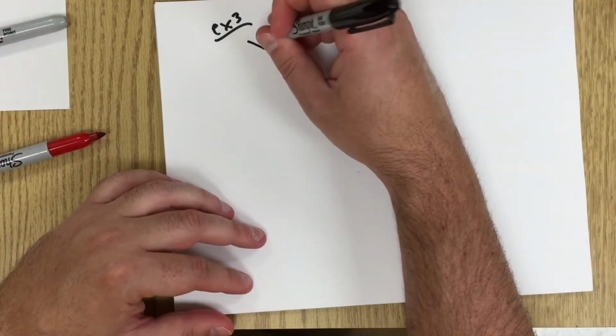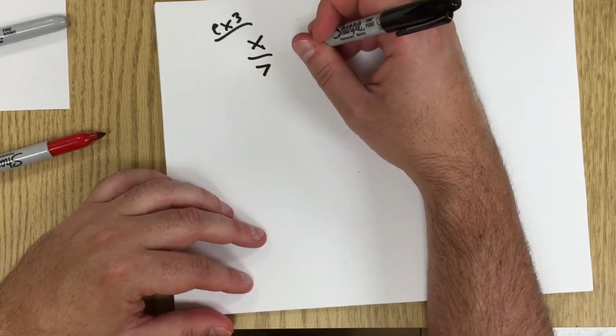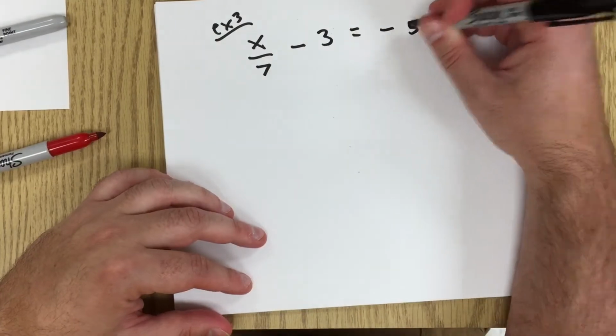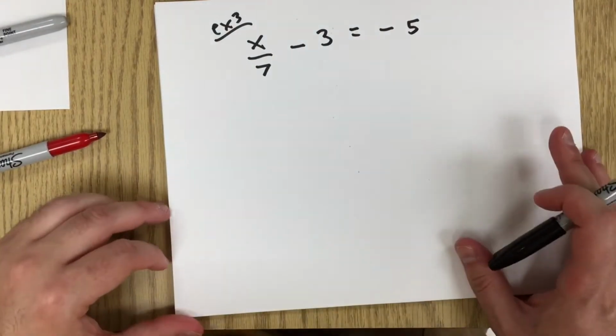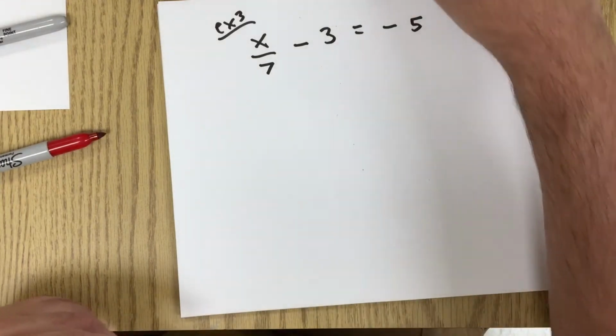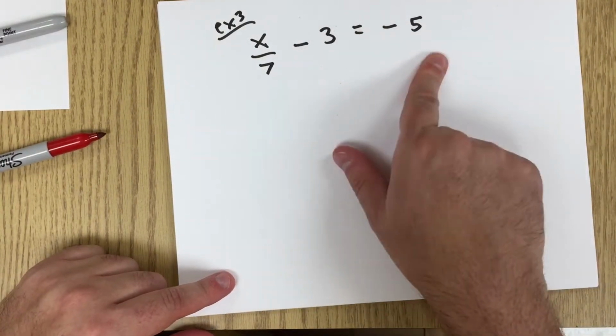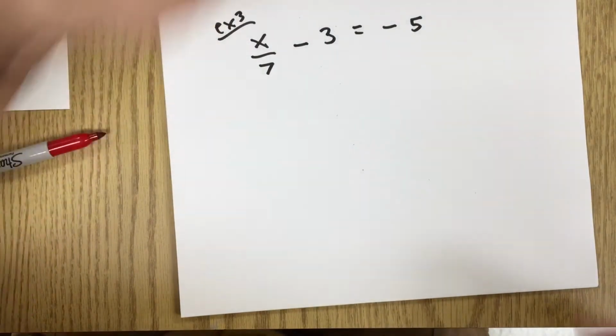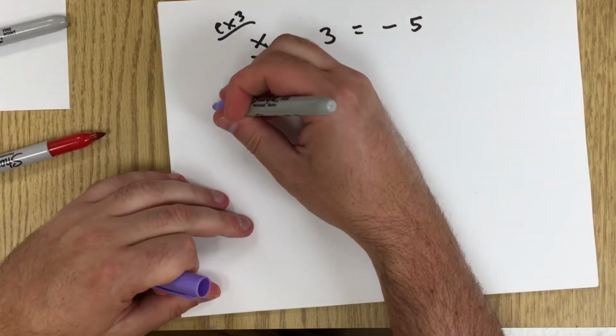Example 3: x over 7 minus 3 equals negative 5. I'm going to show this one in 2 different ways. One way to do it is we could either deal with the 3 first, or we could deal with the 7 first. So we'll call this method 1.